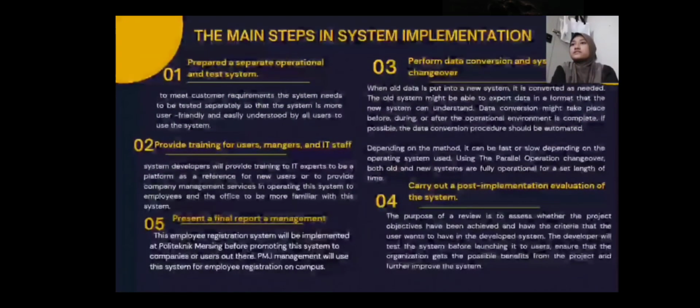The main steps in system implementation: the first one is to prepare a separate operational and test system. To meet customer requirements, the system needs to be tested separately so that it is more user-friendly and easy for all users to understand. Second is to provide training for users, managers and IT staff. The system developer will provide training to IT experts as a reference platform for new users, or to help company management operate this system so that employees and the office become more familiar with this system.